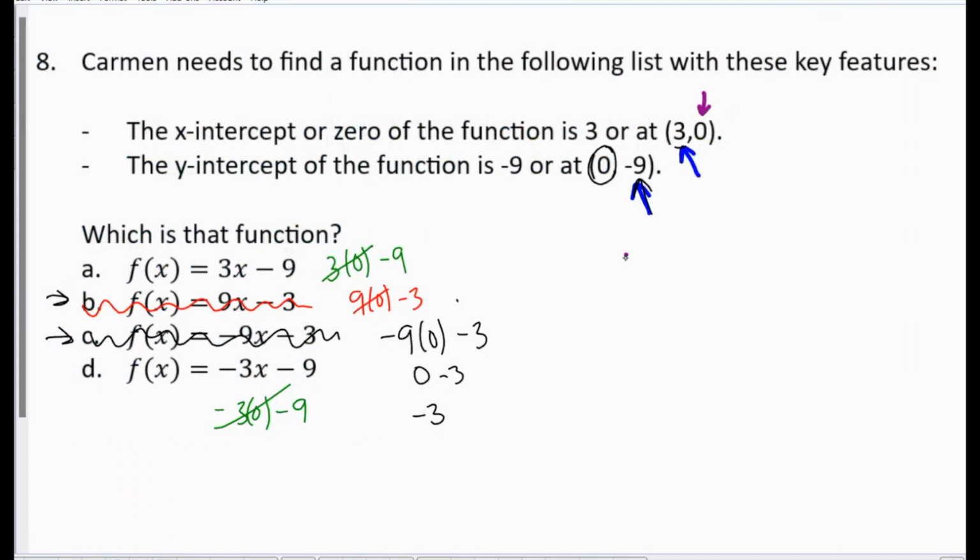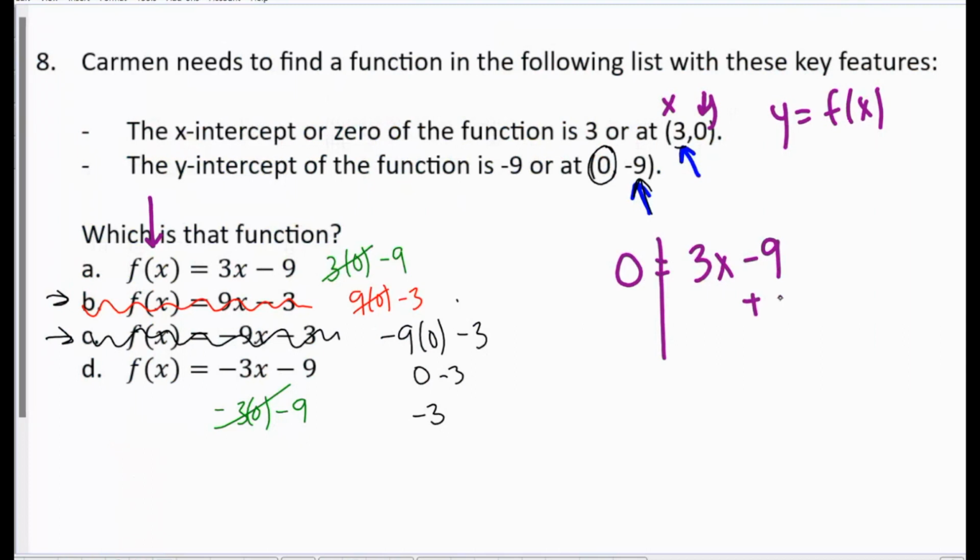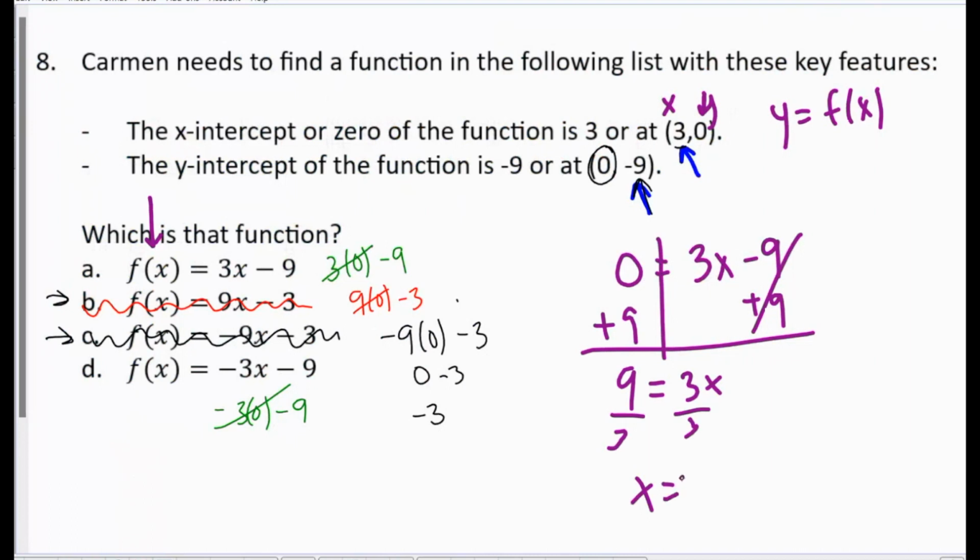All right, so now let's plug in 0 for y. See what we get. Let's start with A. 0 equals 3x minus 9. And remember, this is always x and this is always y. And y is also the same thing as f of x. So that's why we can plug it in for f of x. Okay, plus 9 on both sides. We get 0 plus 9 is 9 equals 3x, divided by 3. We get x equals 3. So we know A is our solution.